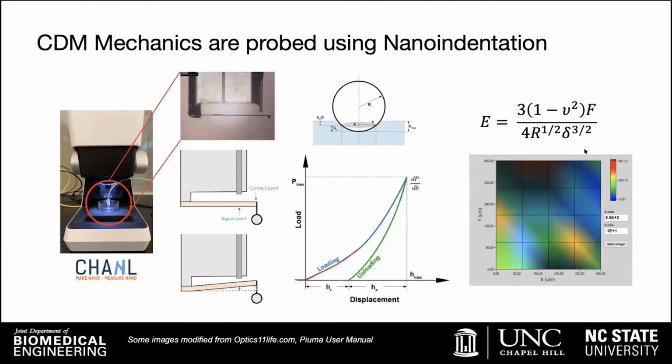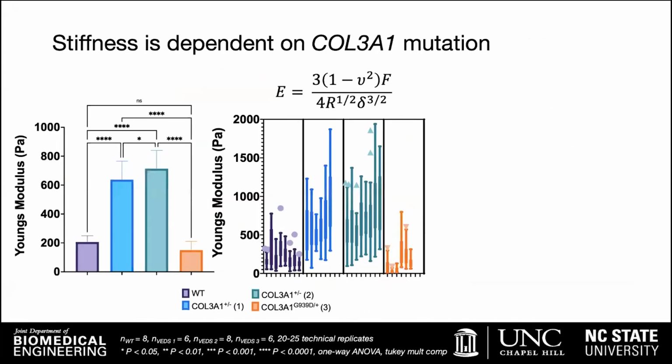And so I've done this on samples at 25 different points for each sample for all of the cell lines to look at the difference in characteristic mechanical properties. And when we performed these measurements, we saw that the stiffness was dependent on the specific COL3A1 mutation. You can see that the two haploinsufficient lines have a significantly stiffer mechanical integrity compared to the wild type and the dominant negative.